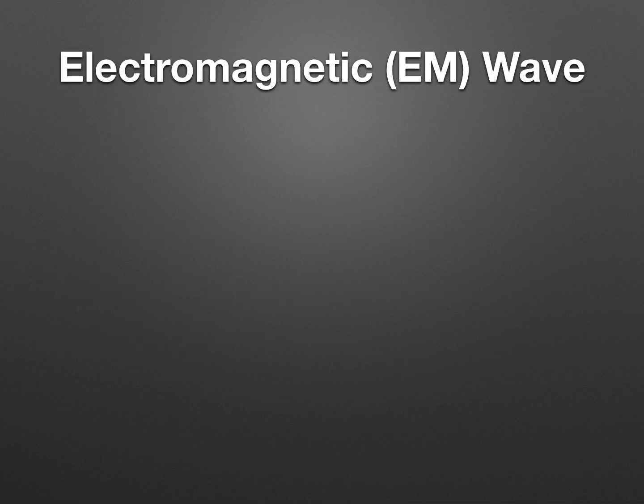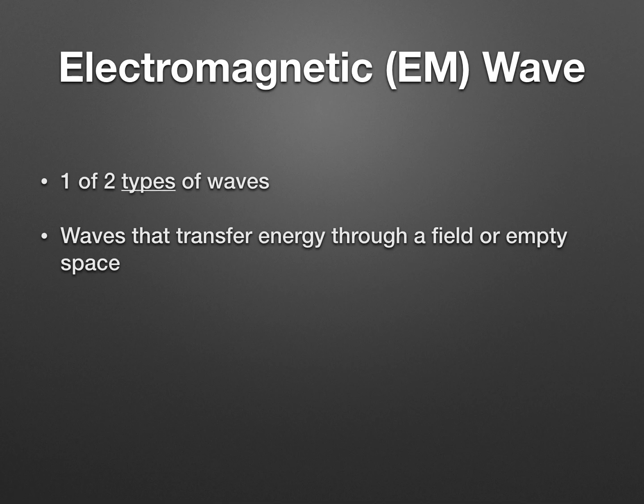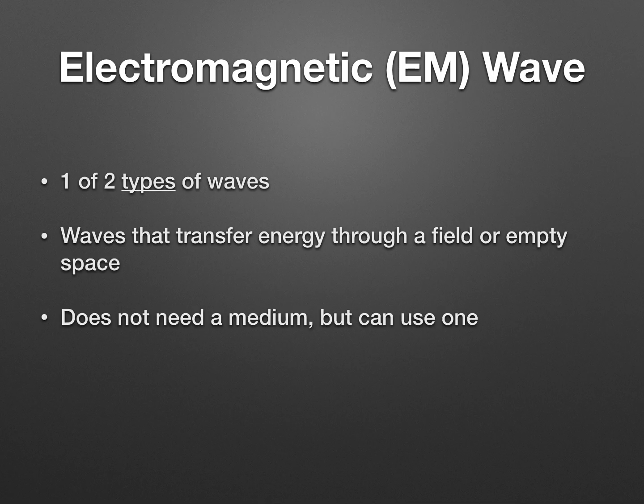The next is electromagnetic. This is the other type of wave. So it's either a mechanical wave or electromagnetic wave. You cannot be both. You're one or the other. These waves transfer energy through a field or empty space, and they do not need a medium, the biggest difference, but they can use one. For example, light is an EM wave that can travel through space. Sound is a mechanical wave. It can't travel through space.